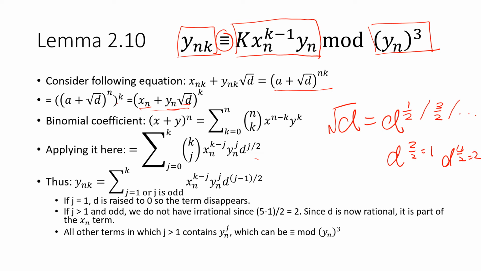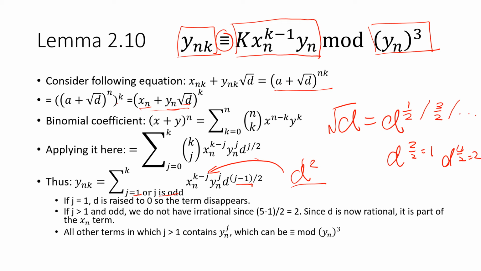Now, if we consider this form where we only consider j starting from 1, and j is odd, and now we have j minus 1 here, we have this special property where if j is 1, then d is raised to the power of 0, so the d term completely disappears. Now, if j is greater than 1 and odd, we do not have irrationals since this is now even. So say j is 5, we have 5 minus 1 divided by 2. Now, d to the power of 2 is rational. And since the author uses x of n to represent the rational part, this term now belongs to x of n, and it essentially disappears.